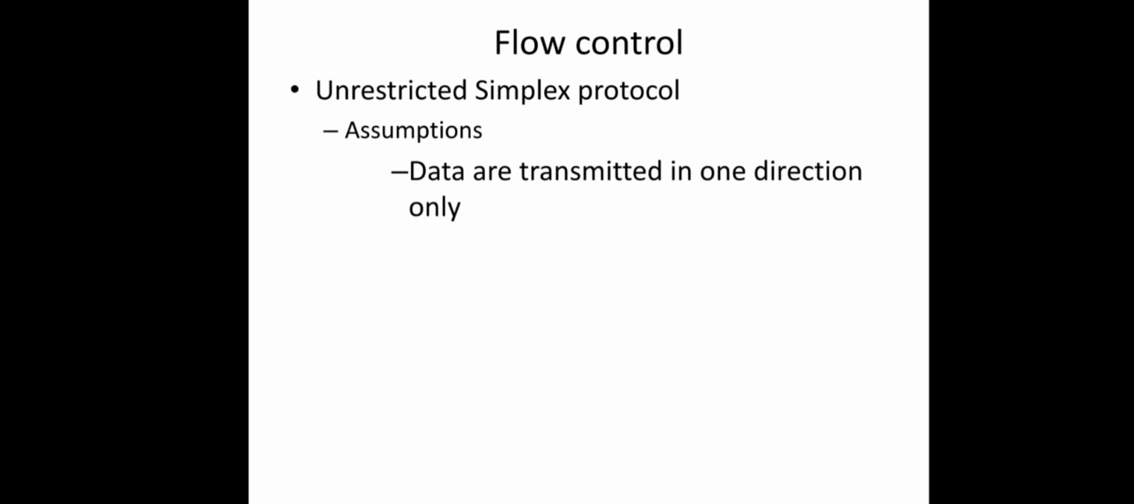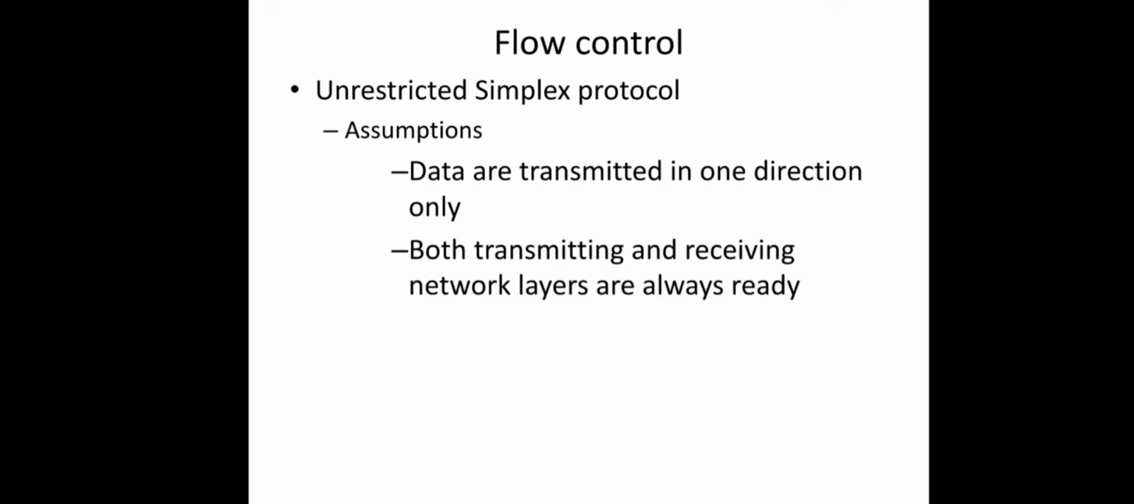So let us think about the first one, that is the unrestricted simplex protocol. The assumption taken here is that data are transmitted in only one direction. That's why it is called simplex protocol. Always one machine acts as the sender and the second machine acts as the receiver. And the second assumption: both transmitting and receiving network layers are always ready.